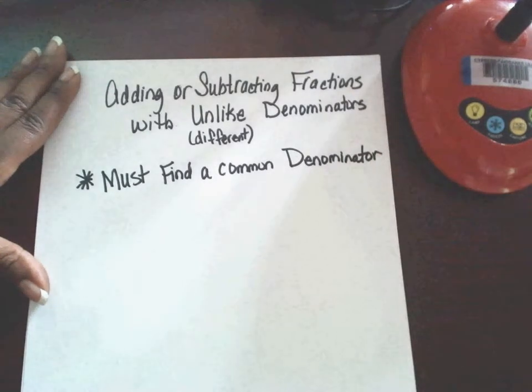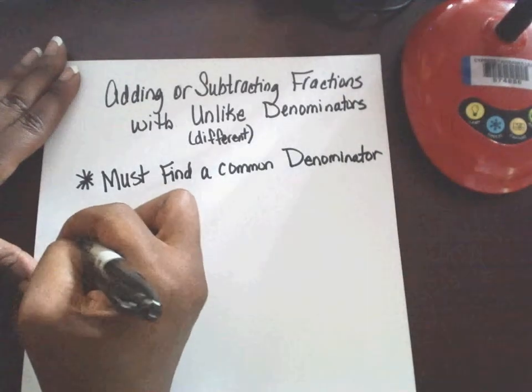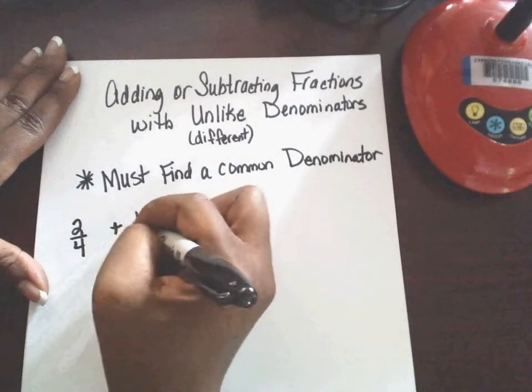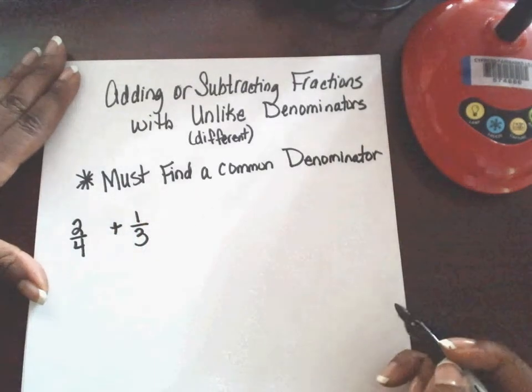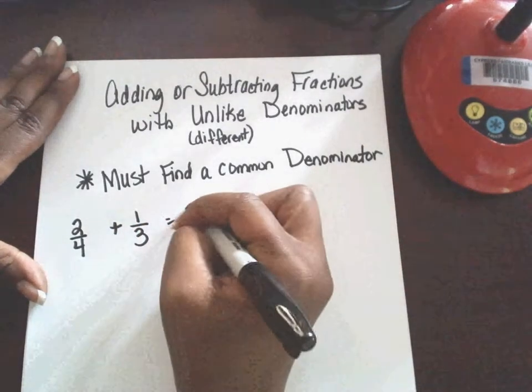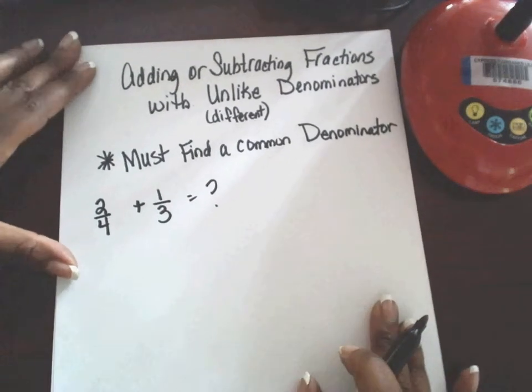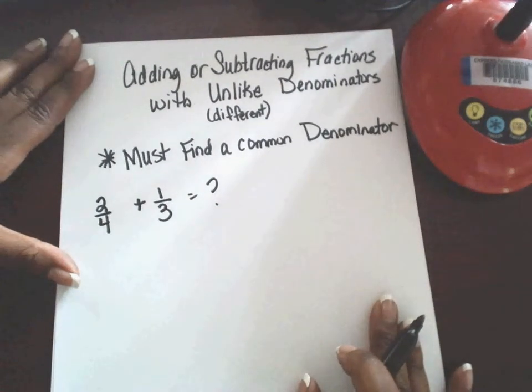So let's get a practice problem out. Our practice problem is going to be 2/4 plus 1/3. Okay? And we need to see what that equals. Well, it's going to be very difficult to add these together because those parts are different sizes, and so we can't do that. We need to find a common denominator.